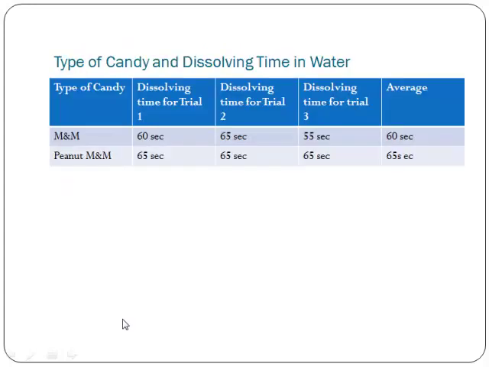So here's an example of a well-done table. You see it has a title at the top that says type of candy and dissolving time in water. So I know exactly what I'm going to find in this table. So we have a type of candy over here, M&M's and peanut M&M's, you can see they're labeled. And then across the top, the columns are labeled for trial 1, trial 2, and trial 3, and then an average at the end. And you can see the units are in here.